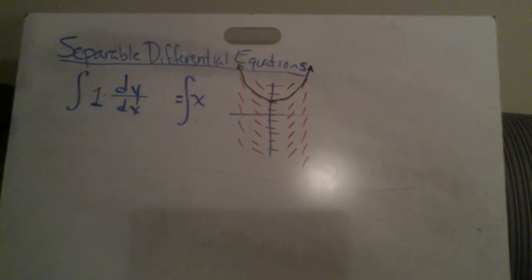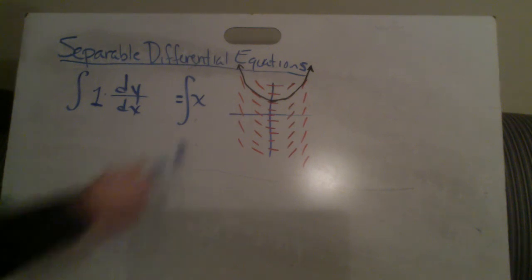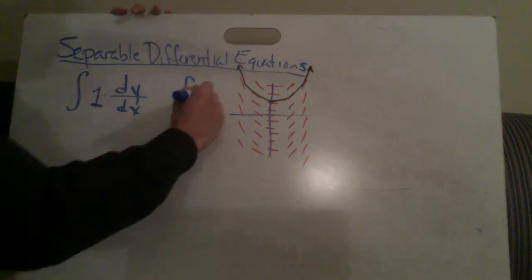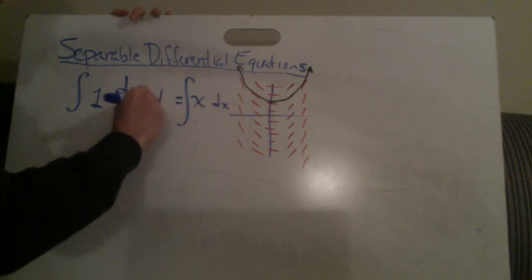And it's important that when I integrate both sides, in order to make sure I'm doing the same thing to both sides, I need to integrate with respect to the same variable on both sides. Since this is an x, I can't really integrate x with respect to anything other than x. At least I don't know how to yet. So I'll integrate with respect to x on both sides.